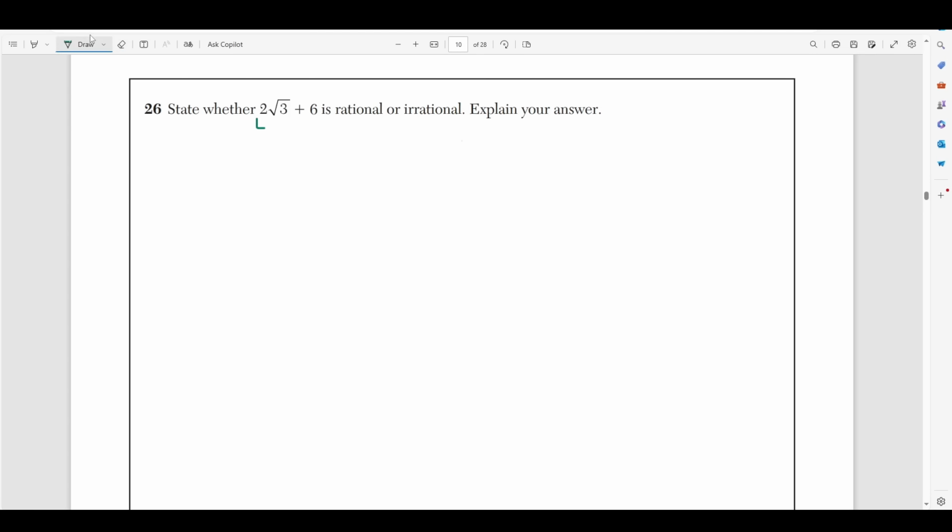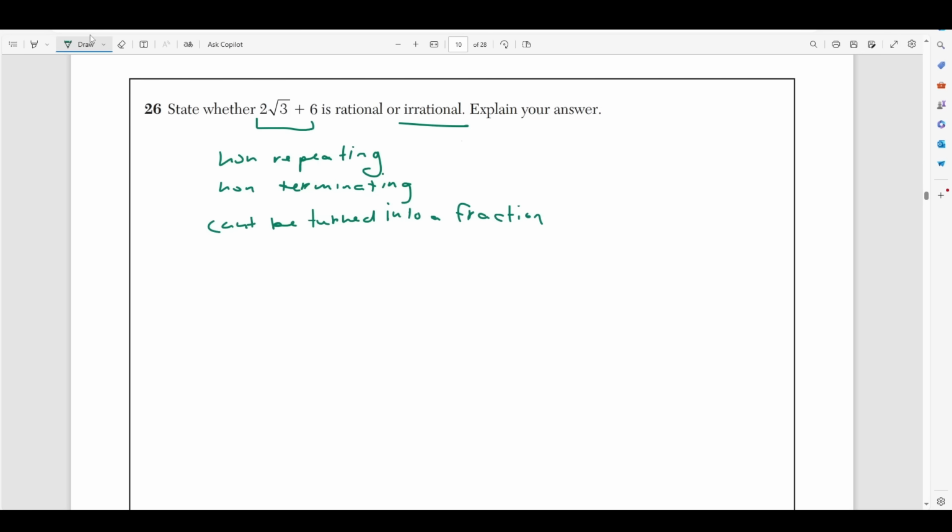So let's see if this has a non-repeating decimal and a non-terminating decimal. If it has a non-terminating decimal that is non-repeating and can't be turned into a fraction, then it is irrational. But if it gives us just a whole number, we know it's rational. If it gives us a number whose decimal is repeating, like 0.33333, then we know it's rational. And if we can convert this into a fraction, then we also know it's rational, right?